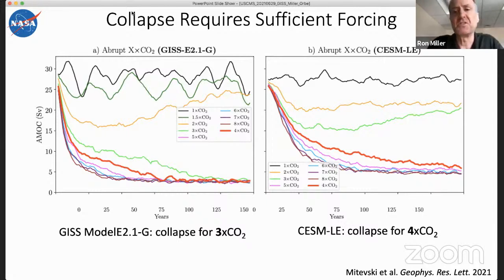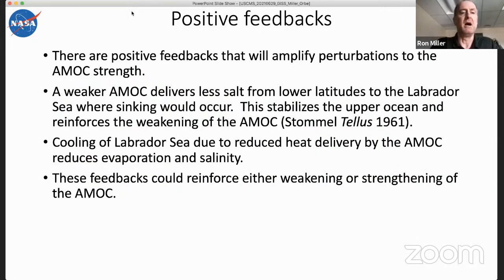The CESM is similar in terms of its behavior. You just have to go a little bit higher, push it a little bit harder to get a full collapse. You have to go up to about 4 times CO2. Okay, one of the things that makes the AMOC vulnerable to change is that there are a couple of positive feedbacks that have been well known for a long time.